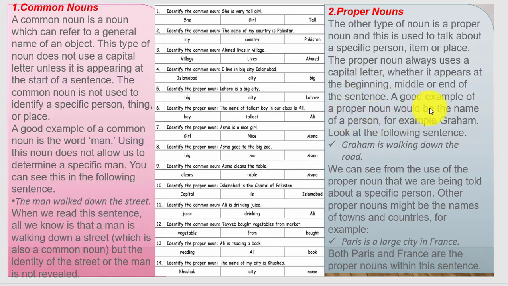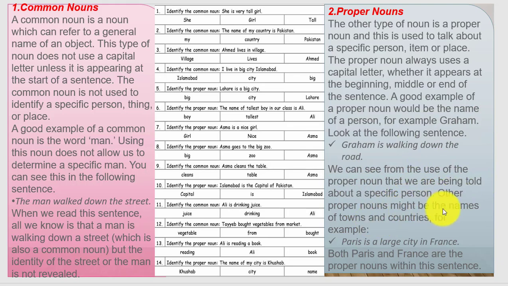A good example of a proper noun would be the name of a person. Look at the following sentence. For example, we say Graham is walking down the road. Graham here refers to a specific person, a particular person, a specified person. So Graham is a proper noun. And in down the road, once again, we are not talking about a particular road. A particular street is once again a common noun because it doesn't refer to anything particular. We can see from the use of the proper noun that we are being told about a specific person.